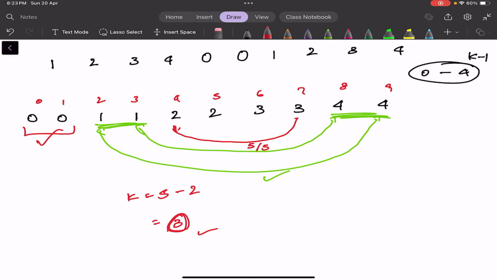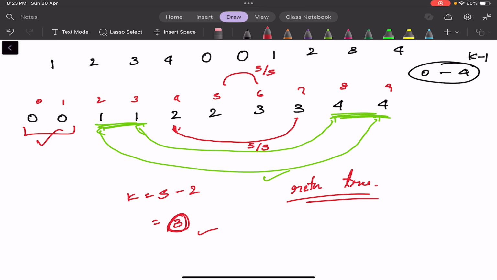The next number is also 2, and this is also 5, right? Adding this gives also 5, which is divisible by 5. So we got all the numbers and we can make pairs of them, right? So we can return true here. So this is how we solve this problem.